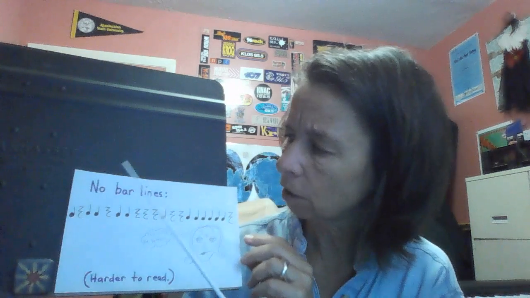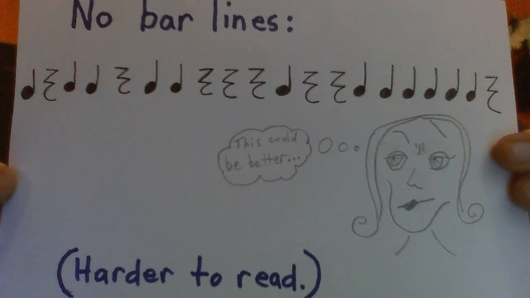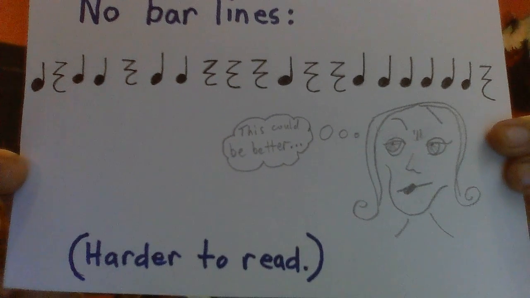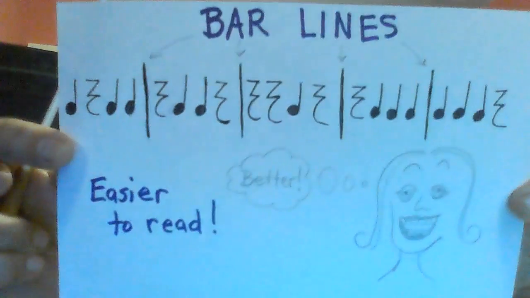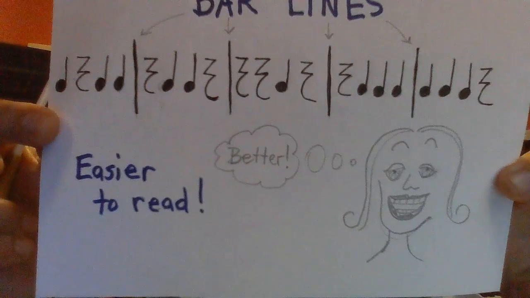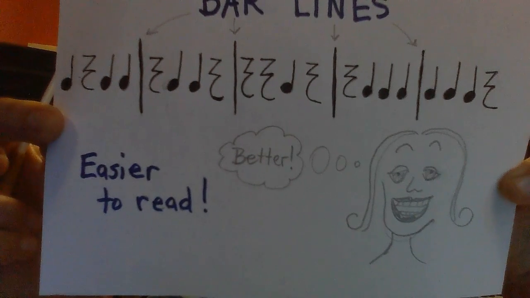So here's a graphic of what it looks like when you have a long row of quarter notes and quarter rests with no bar lines. Now, it's harder to read. You could do it, especially if you have practiced reading the quarter notes and the quarter rests, but I just don't think that this is the best way. I think it could be better. See the bar lines? Isn't that easier to read?